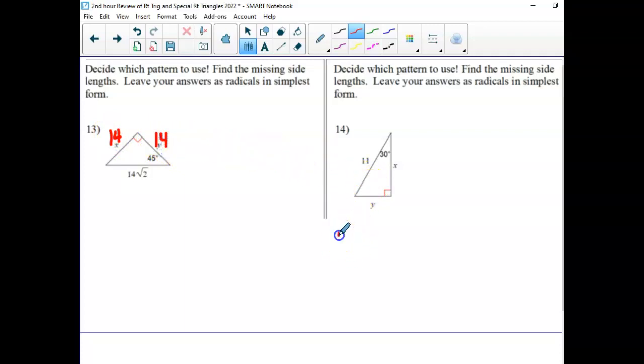Now we're back to the 30, 60, 90. So we have x, x square roots of 3, and 2x. So if this is 11, I feel like we did this one already today. What do we do to get down to this guy? We have to cut it in half, so this would be 11 over 2, or 5.5. And then what do we do to get to the long leg? You take the short leg times the square root of 3, so we end up with 11 over 2 square roots of 3.